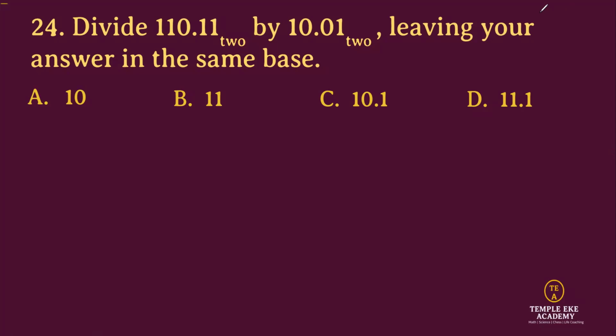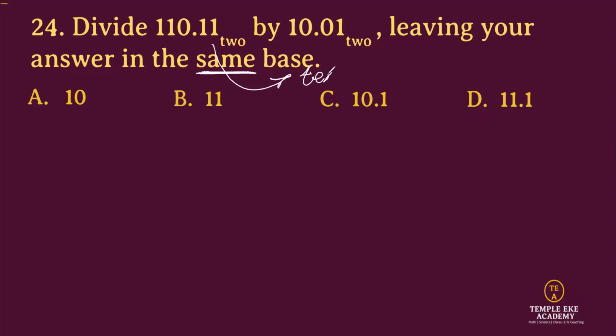We want to divide 110.11 in base 2 by 10.01, also in base 2. And our answer is expected to be in the same base 2. Very quickly, the method is to convert each of these numbers to base 10.